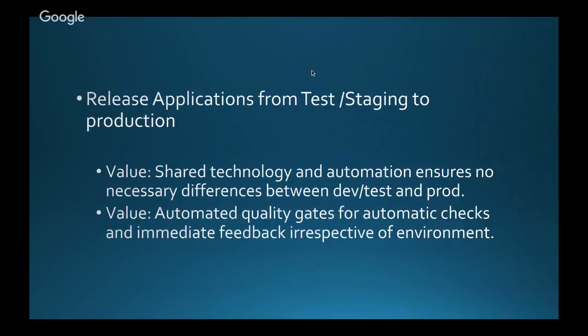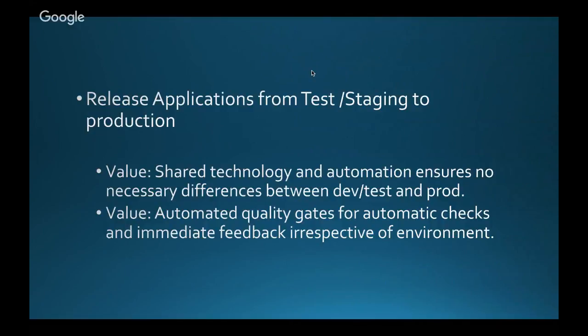Release applications from test or staging to production. Okay. Now, this point talks about shared technology and automation: no necessary difference between dev, test, and production. Earlier, there used to be a separate set of differences between development, test, or production environments, but now with test or staging and moving to production, every environment maintained by DevOps is more or less the same. There is no necessary difference between dev, test, or production environments.